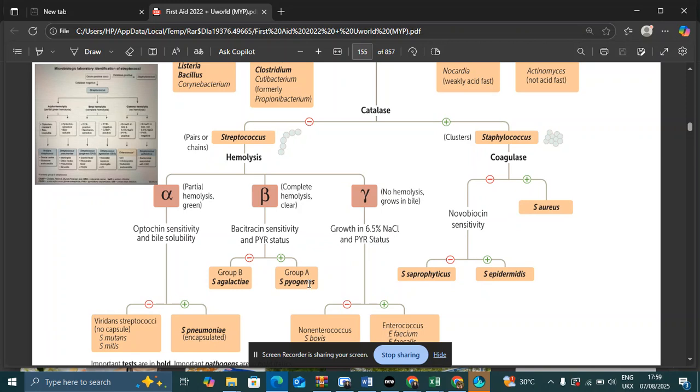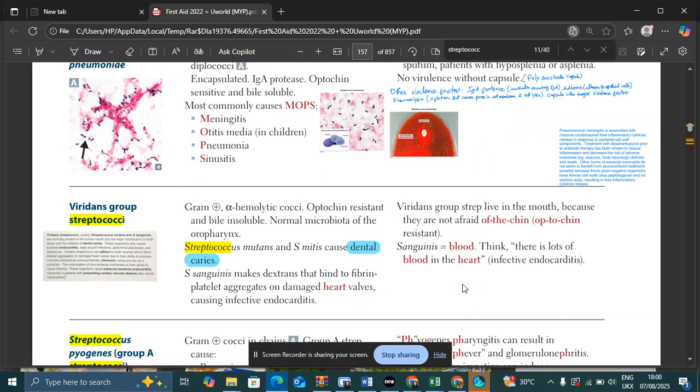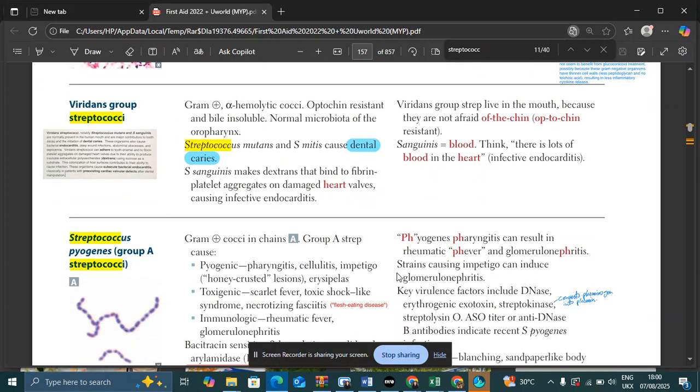Okay, now I want to give you two more examples of beta hemolytic bacteria. The first is group A beta hemolytic bacteria, Streptococcus pyogenes. The second is group B beta hemolytic bacteria, which is Streptococcus agalactiae. The third is Staph aureus, and the fourth is Listeria monocytogenes. These are the four major, most important examples of beta hemolysis. Now we will talk about Streptococcus pyogenes, which is the cause of rheumatic fever.